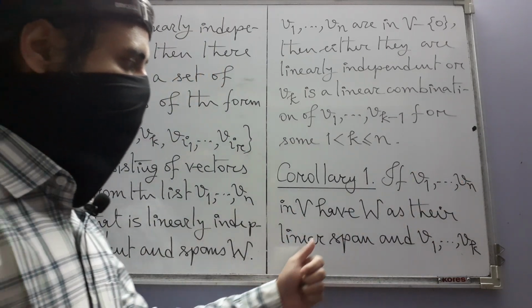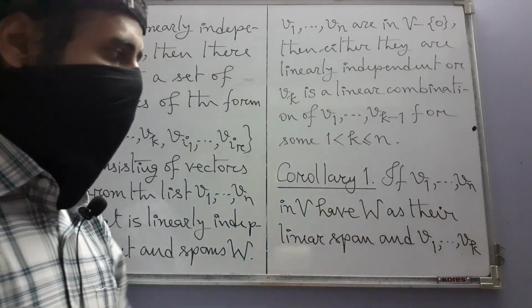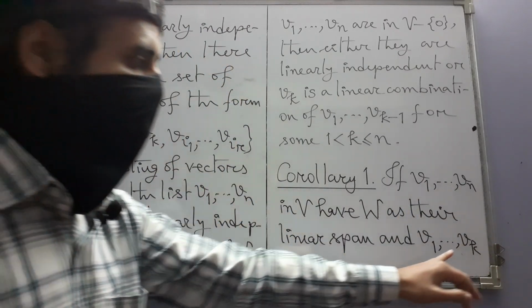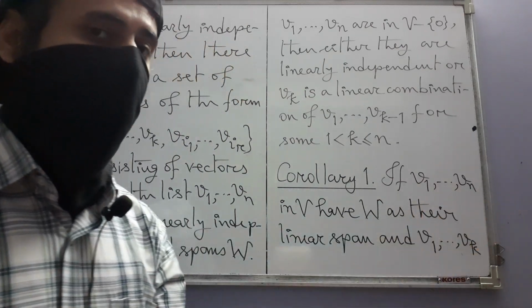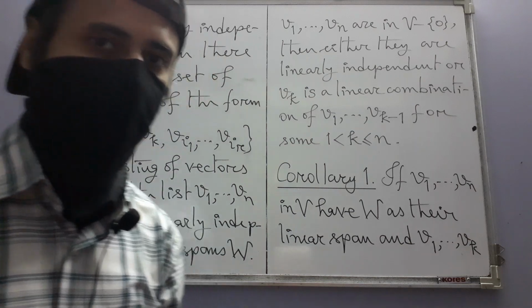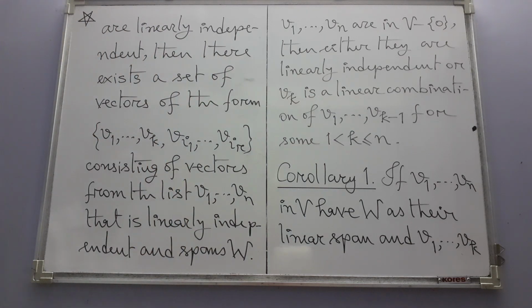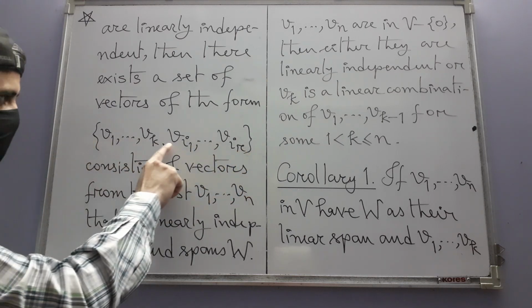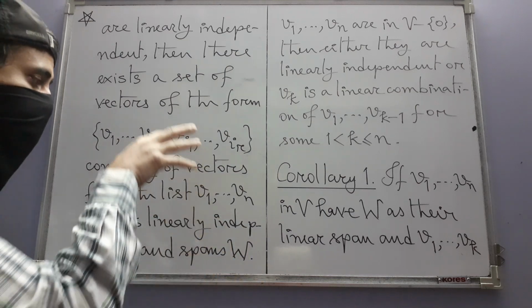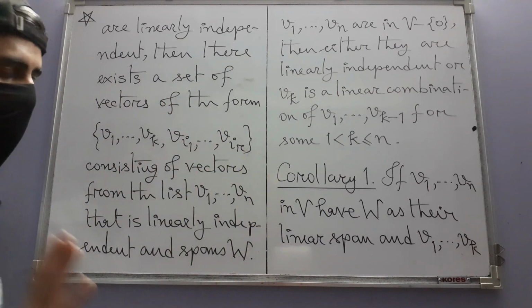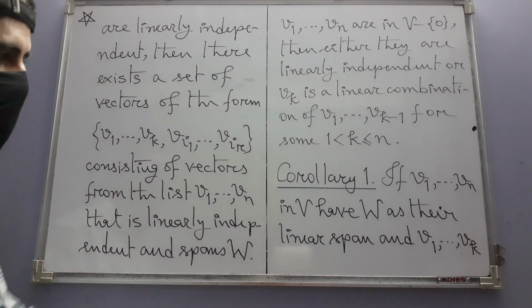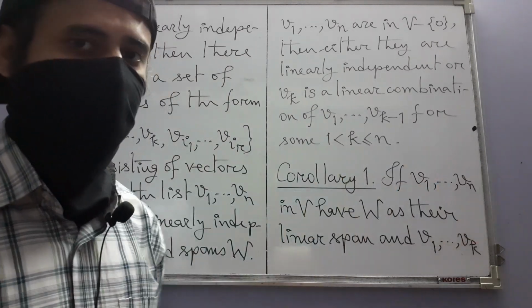V is some vector space, and the linear span of these vectors is W. And the first k vectors in this list are linearly independent. This k may be 1, this k may be n also. All the possibilities are there, but k is a positive integer, that's for sure, and these are linearly independent. Then there exists a set of vectors of this form where all these extra vectors, if they are present, are also coming from those n vectors in that list, such that this set is linearly independent and it also spans W, that same space W that the original vectors span.